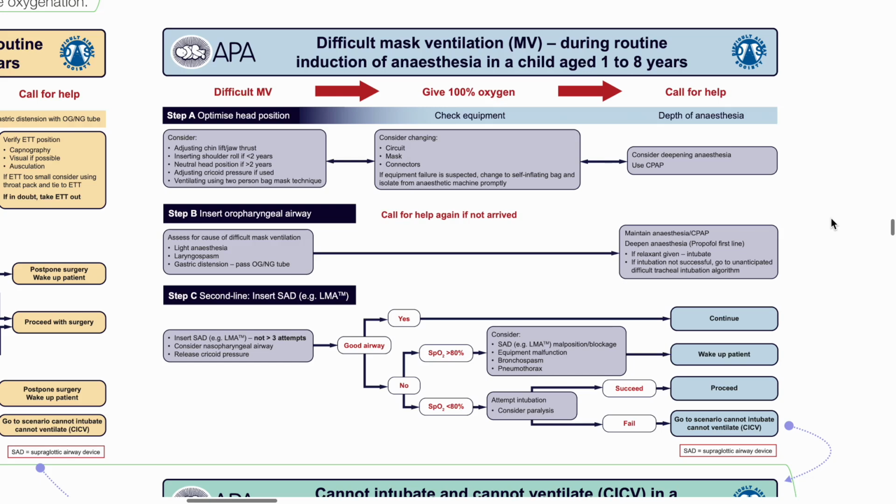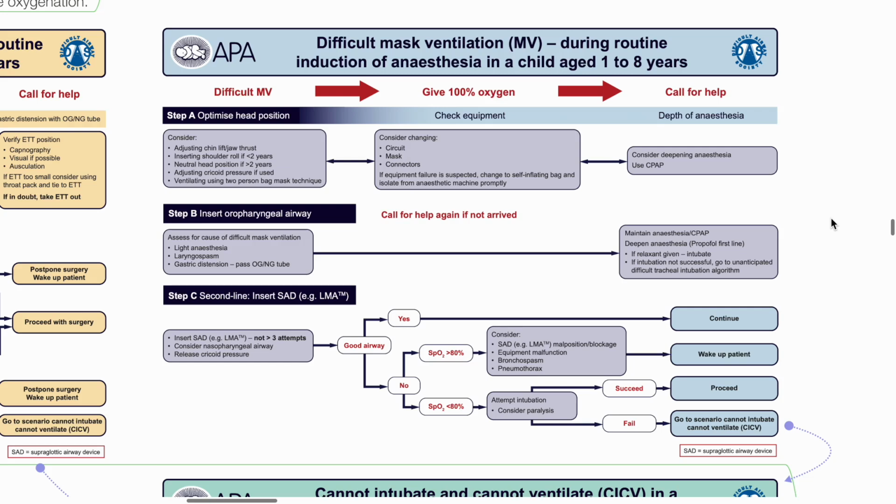3 steps. Step A, optimize head position. Step B, insertion of oropharyngeal airway. And Step C, second line, insertion of supraglottic airway device. Step A, optimize head position. Consider adjusting chin lift and jaw thrust. Insertion of shoulder roll if less than 2 years old. Neutral head position if more than 2 years old. Adjust cricoid pressure if used.